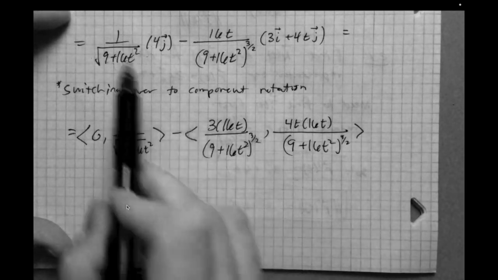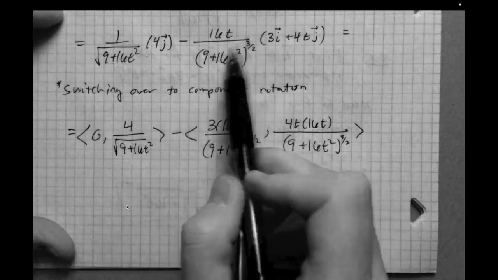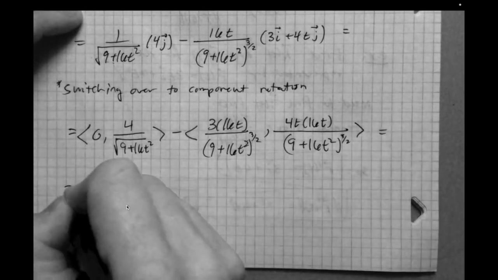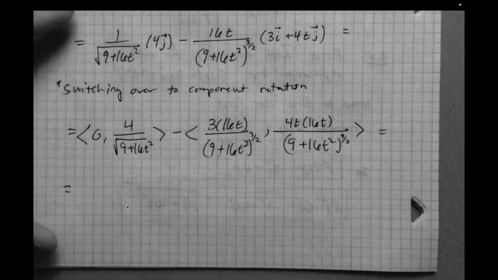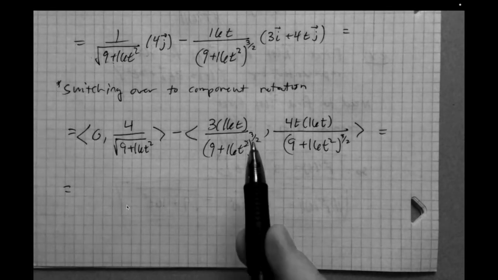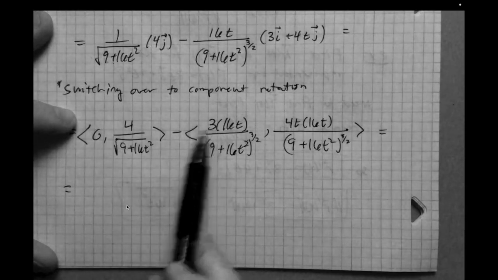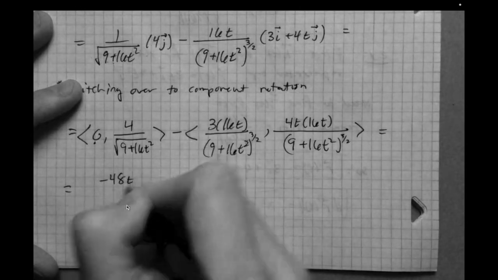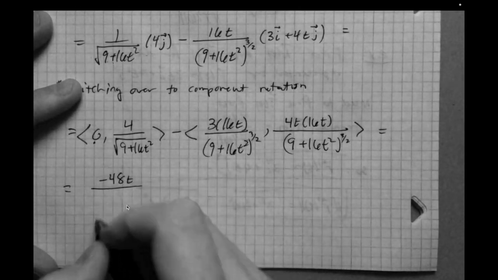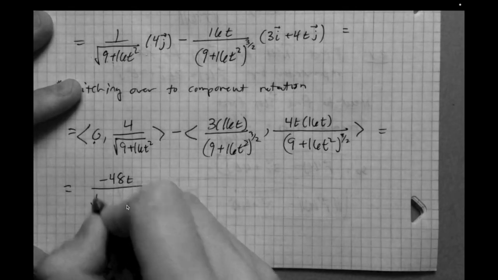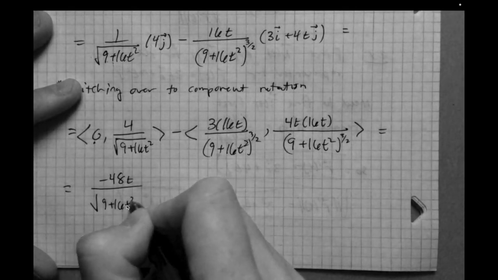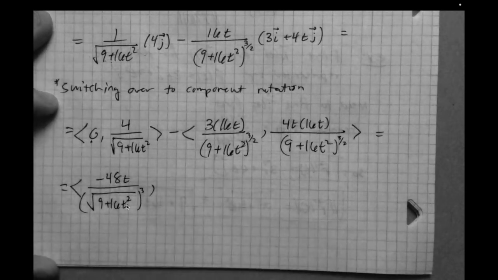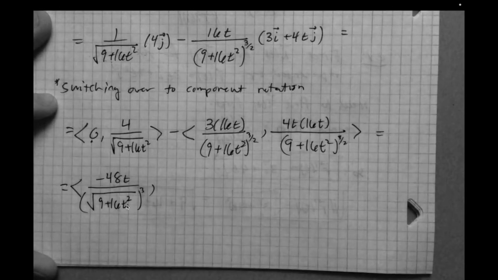Okay, so this vector here can be written like this. This vector over here can be written like this. Okay, now I'm just going to combine them. We're ultimately trying to get down to one vector here. So when I combine everything, this is basically 0 minus this piece. And so I get negative 48t divided by the 9 plus 16. And I'm going to rewrite that slightly. I'm going to write it as 9 plus 16t squared, the square root, and then the 3rd power. Okay, so that's the i component.